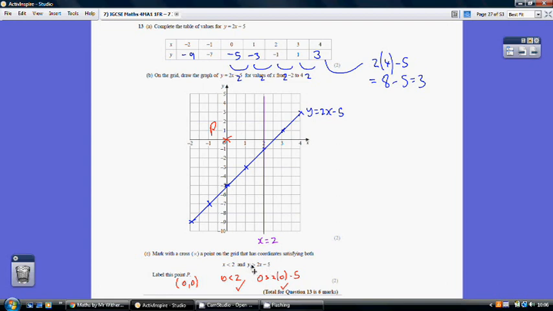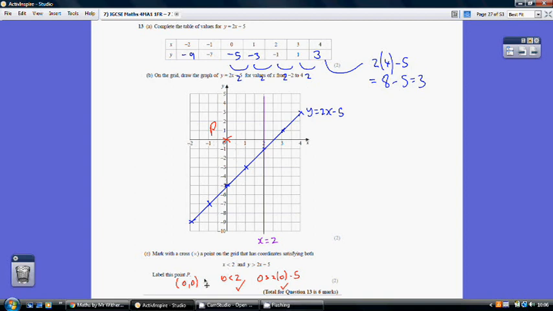So the y coordinate's got to be greater, so we've got to be above that line. So it's got to be to the left of the purple line, above the blue line. I'm thinking, for example, 0, 0. Now it's a good idea to just double check that you've got your point correct. So just think about 0, 0.